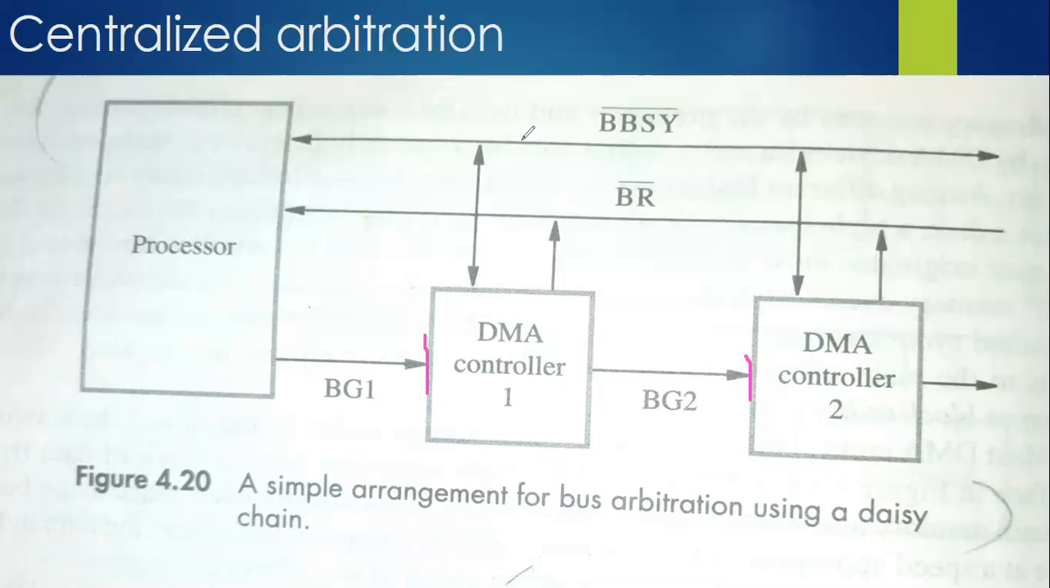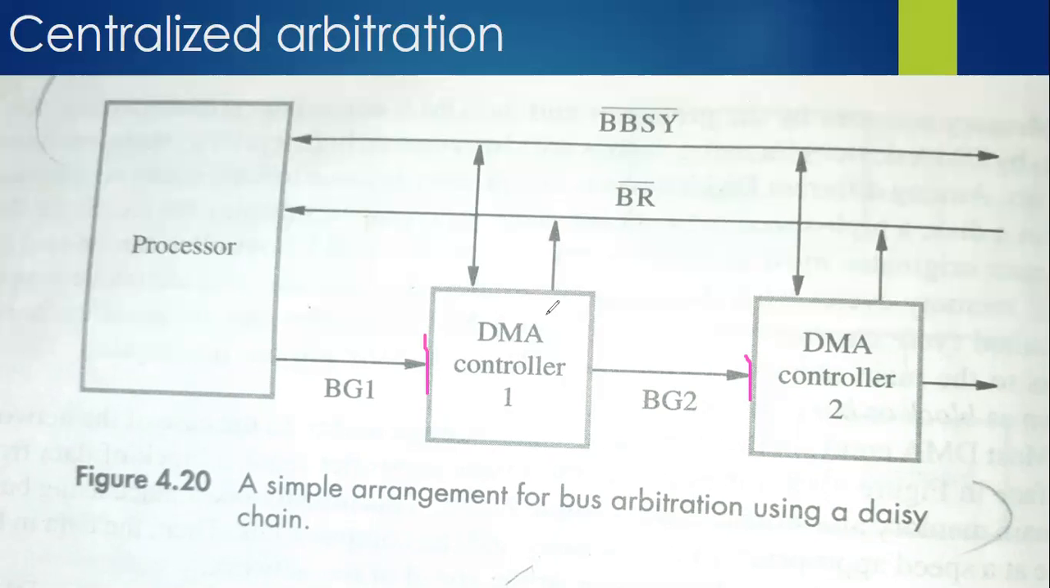So if this line is active, then devices will not raise a bus mastership request. If the bus busy line is active, someone is using it. If it is deactivated, nobody is using the bus cable. Then the devices that are expecting to transfer information will raise a signal over here. That signal will be transferred to the processor using the bus request line, because they want to become bus master. So the processor will generate the grant signal.